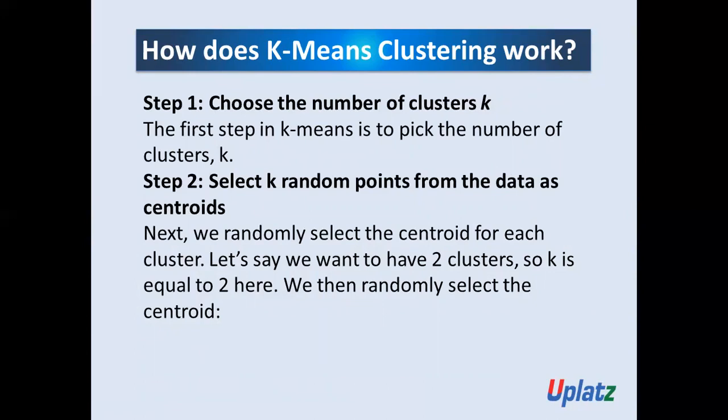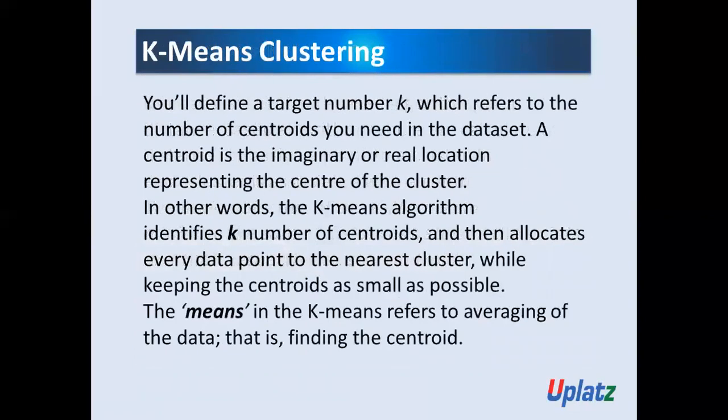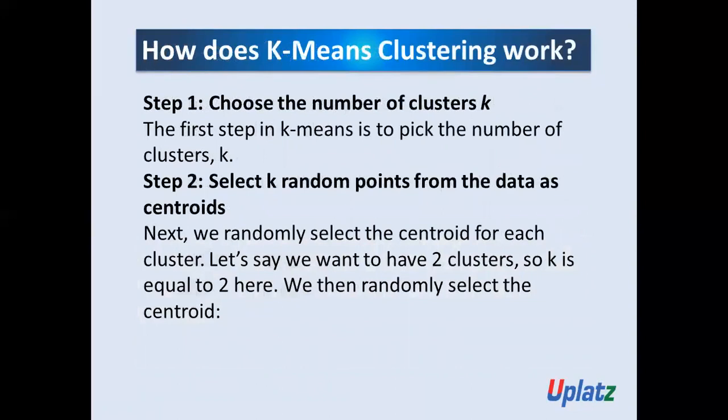You might be thinking, what is this k? You define a target number k, which refers to the number of centroids you need in a data set. A centroid is an imaginary or a real location representing the center of the cluster. So first of all, you need to choose the number of clusters k, or number of groups. The first step in k-means is to pick the number of clusters k.